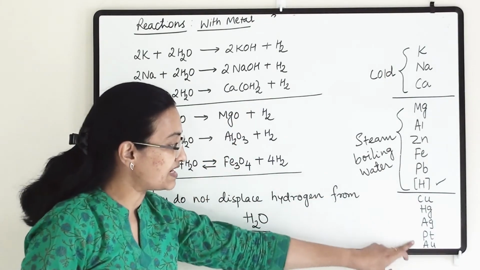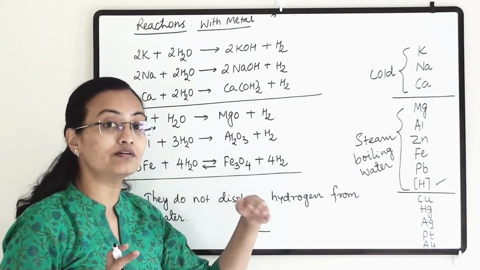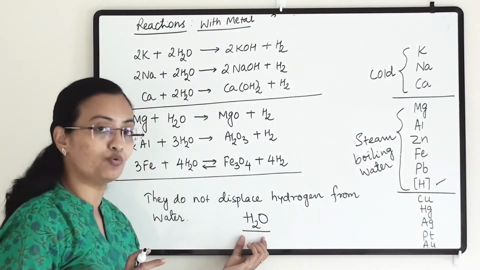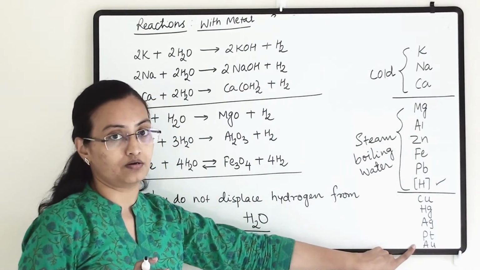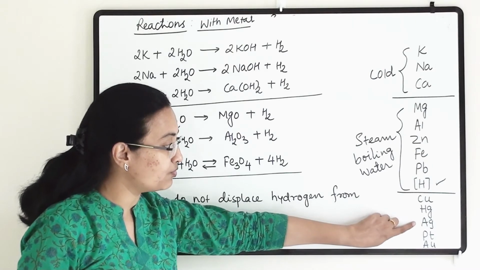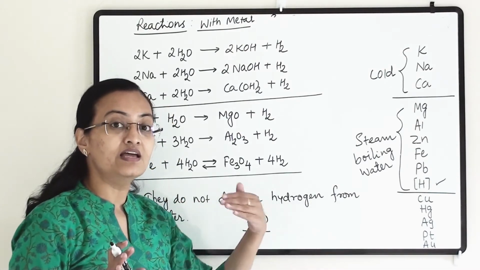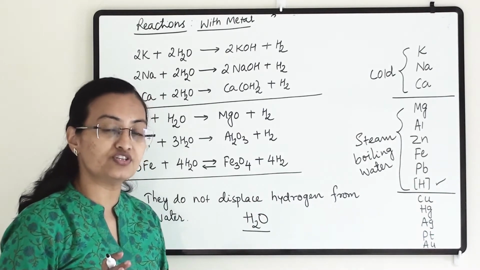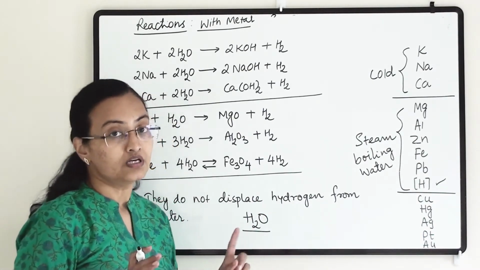But here these metals are less reactive compared to hydrogen, so they cannot displace hydrogen from the water molecule, and that's why they will not react with water. Copper, mercury, gold, platinum and silver will not react with water because they are less reactive compared to hydrogen. They will not be able to displace hydrogen from the water molecule.